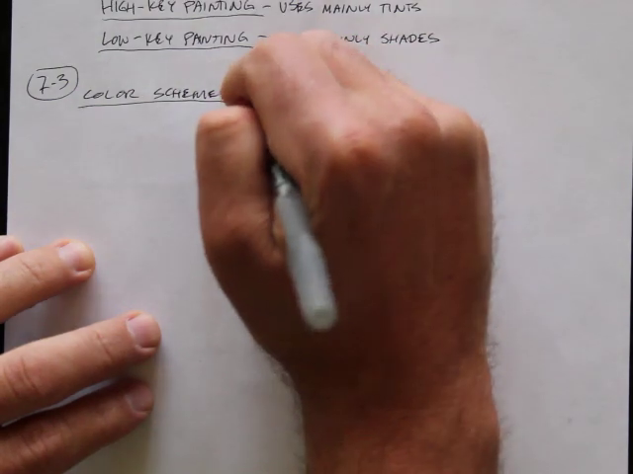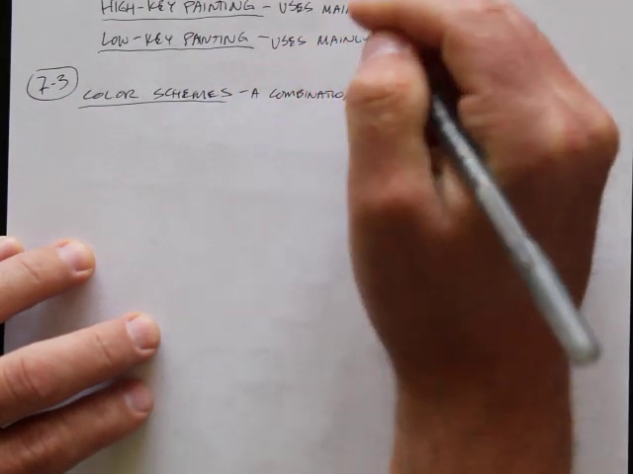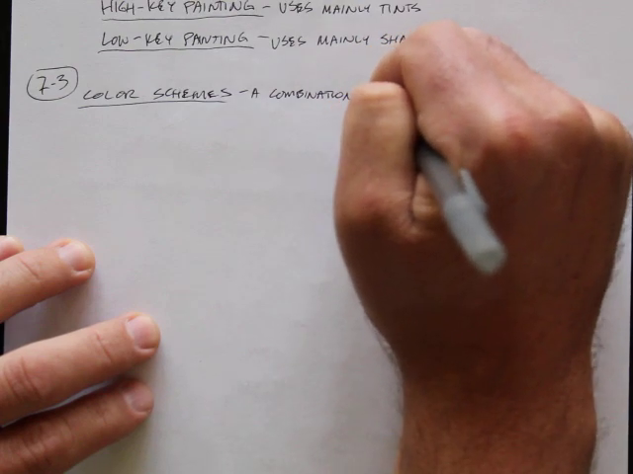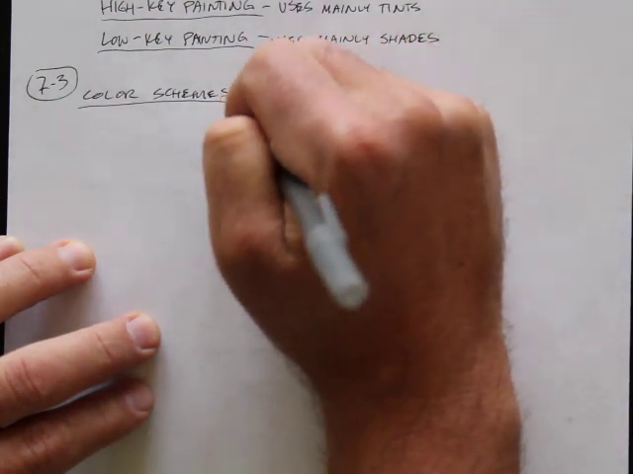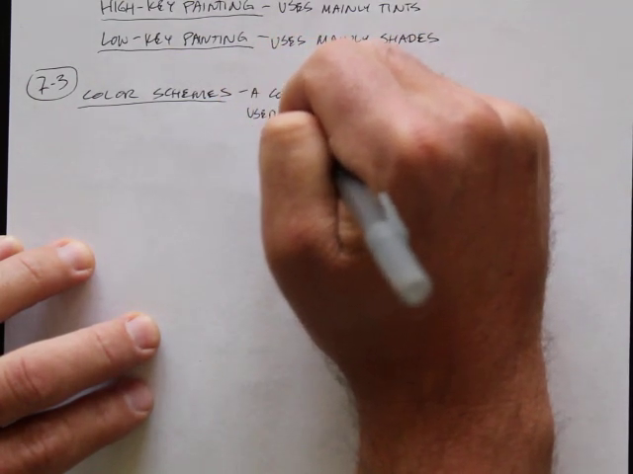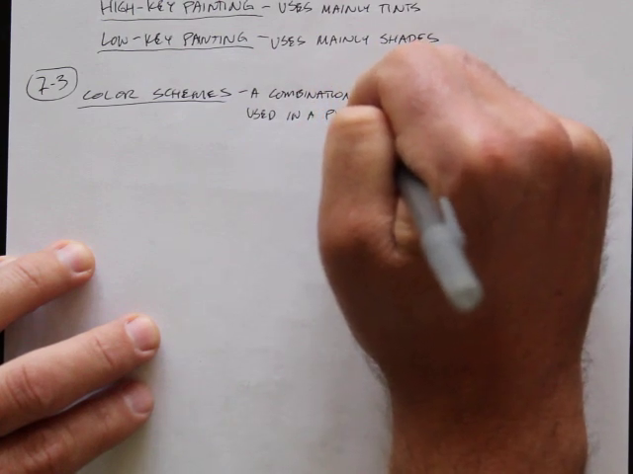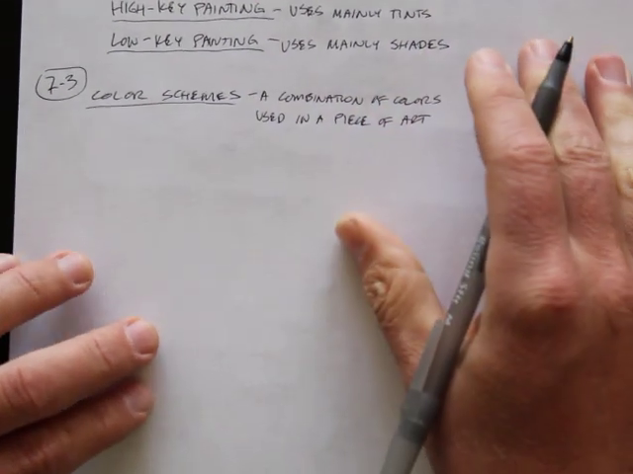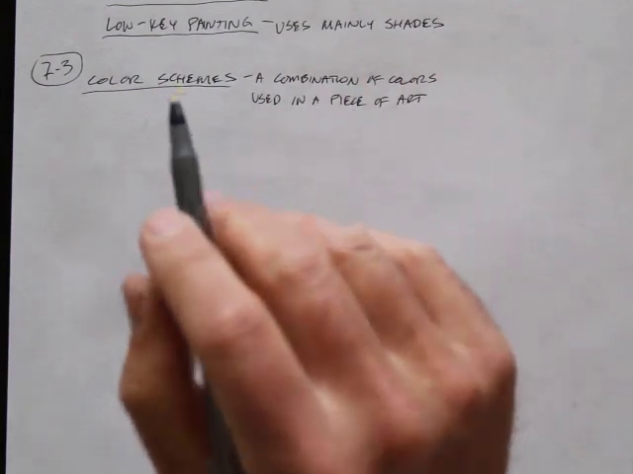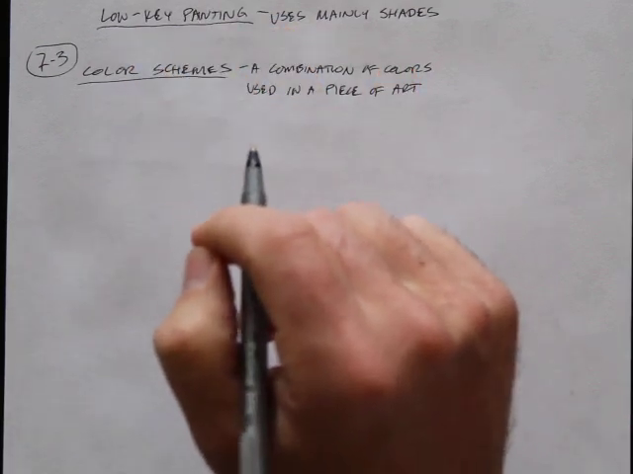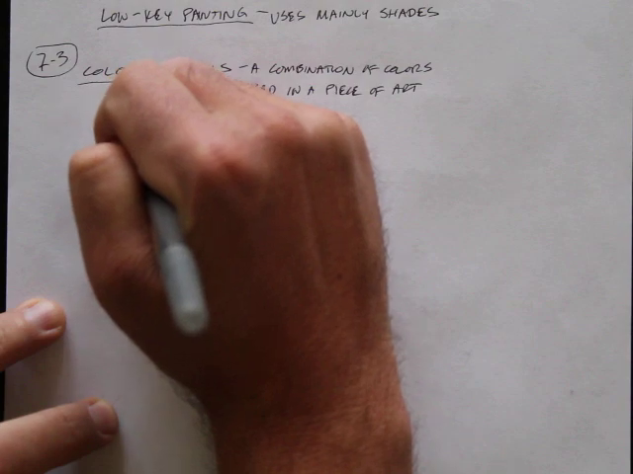Color scheme is a combination of colors used in a piece of art. So the color scheme is the combination of colors used in a piece of art. Now there are specific color schemes that artists will use. So one is monochromatic colors.